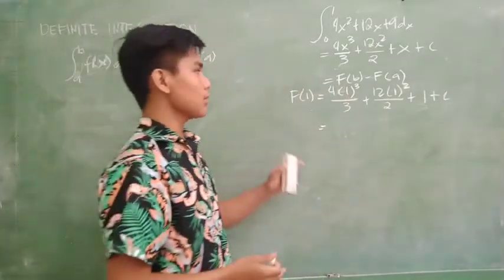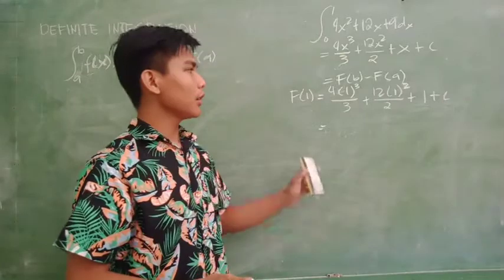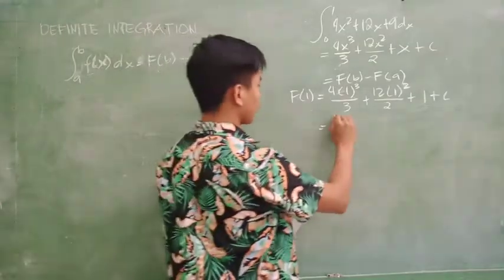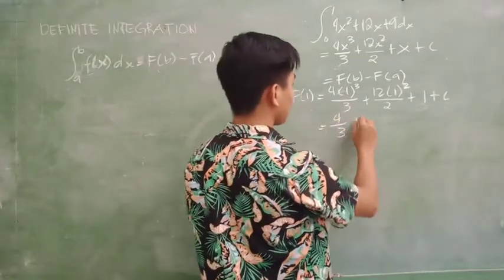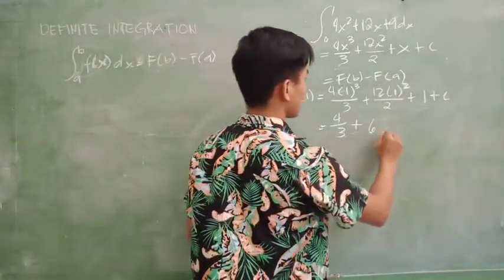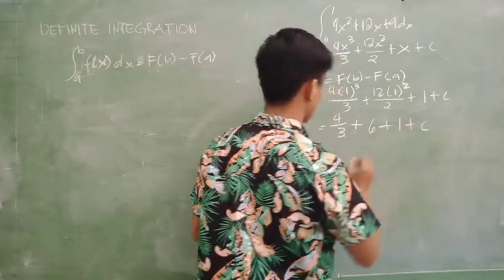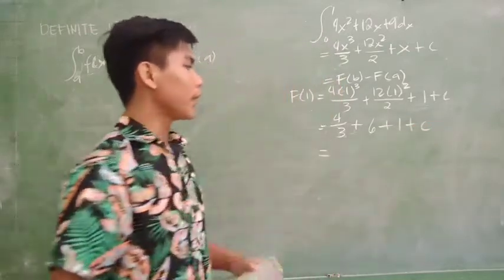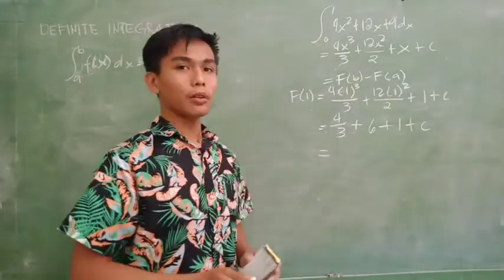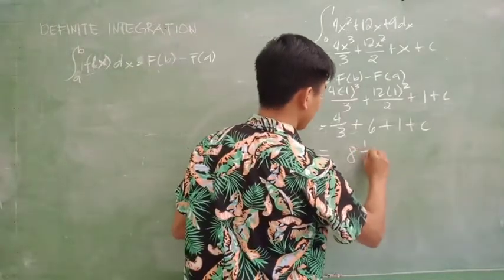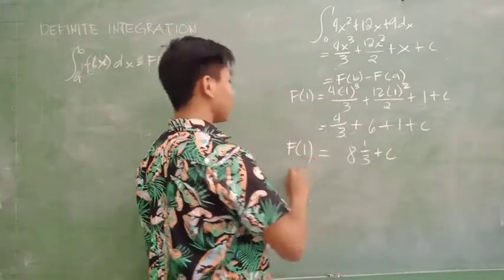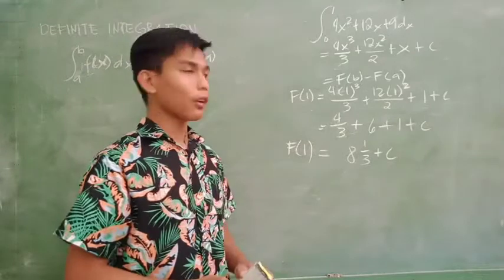So after substituting, we have to simplify the function. So 4 times 1 cubed is 4. So we get 4 over 3 plus 12 divided by 2 is 6 plus 9 and plus c. And then simplify. We have 4 thirds plus 6 plus 9, which is equal to 16 and 1/3. And then copy c. So now we have obtained our upper limit or our F of b.